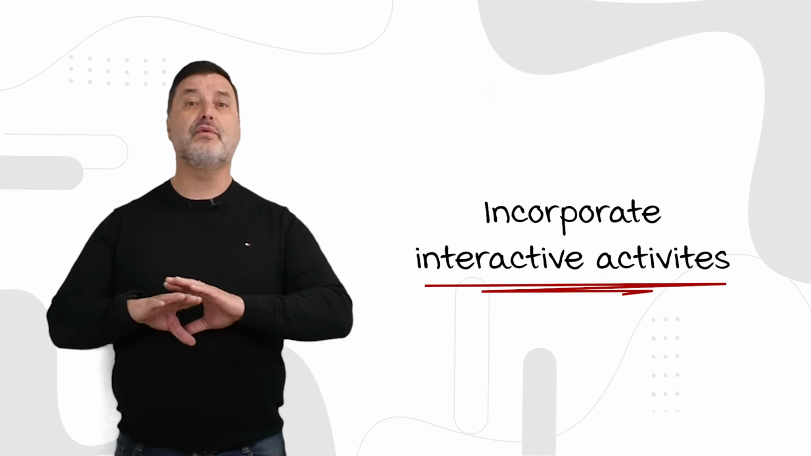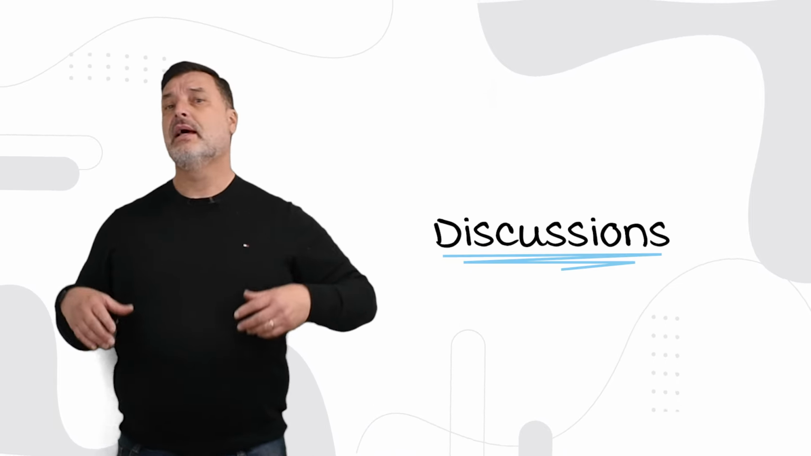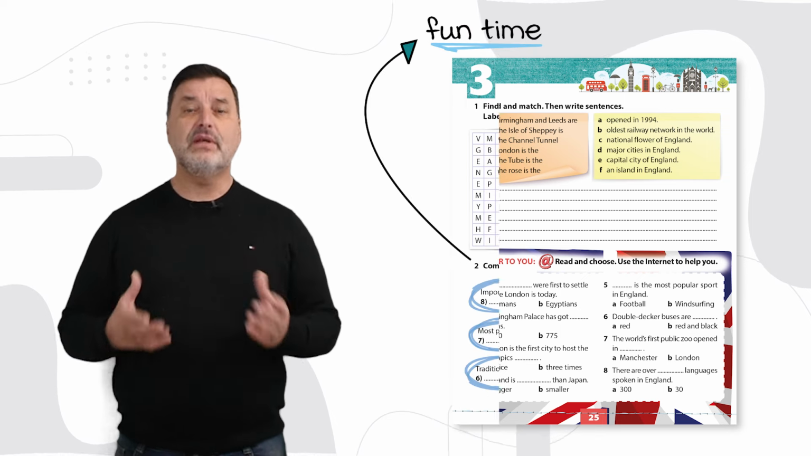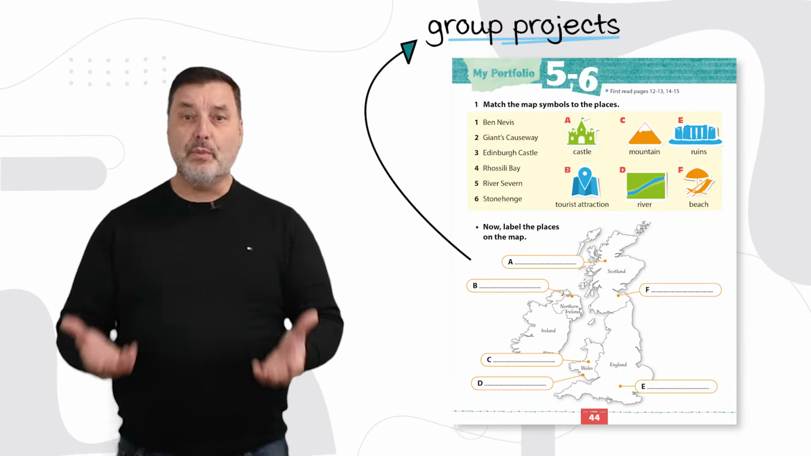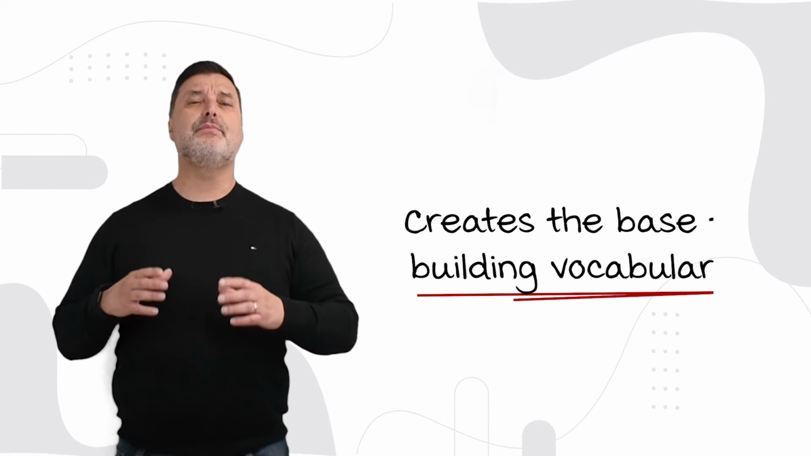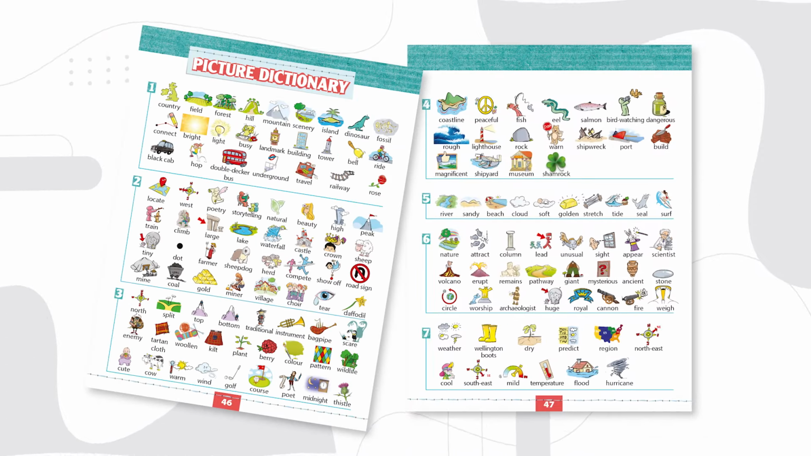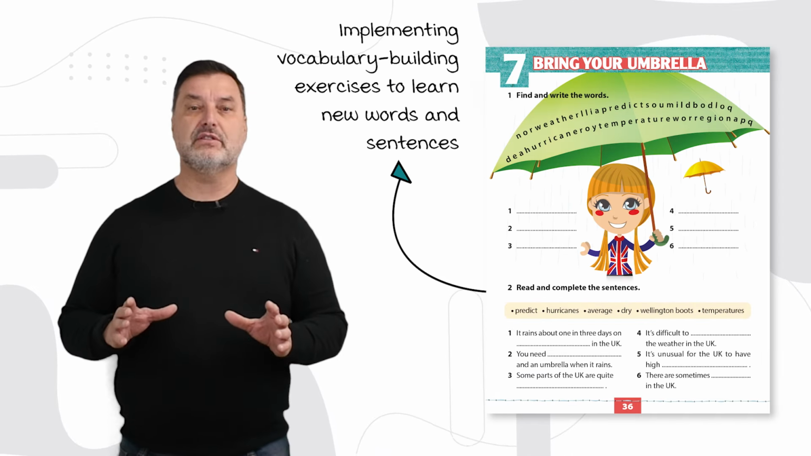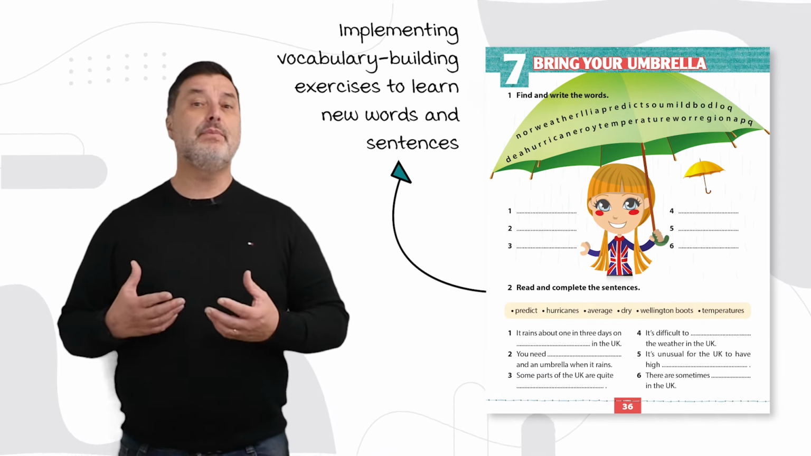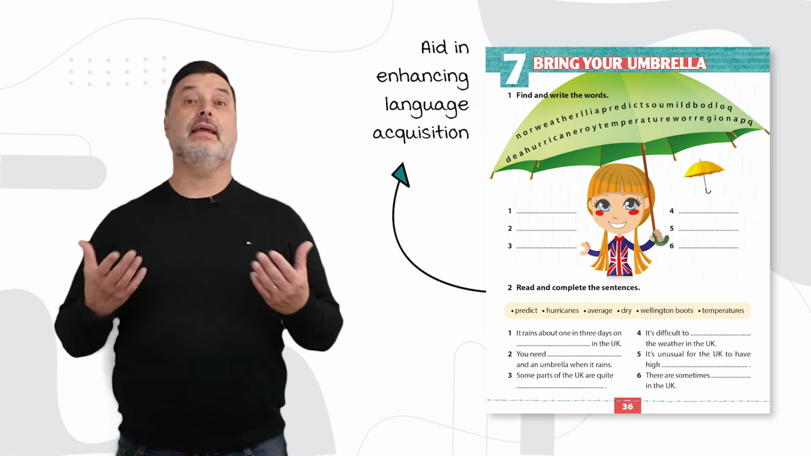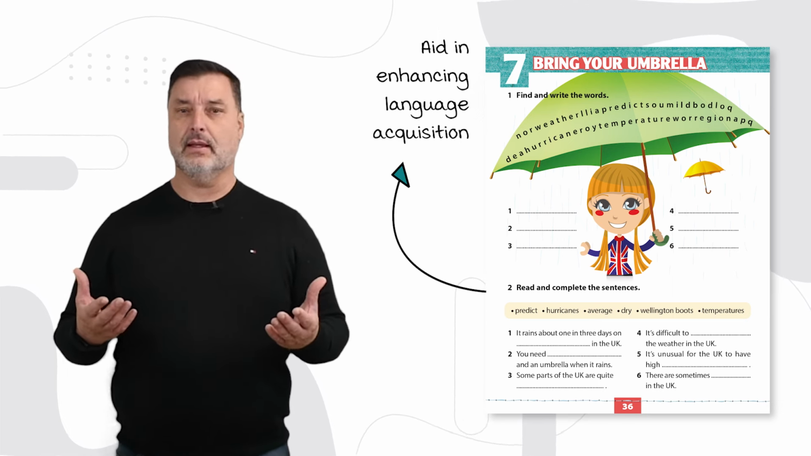This can be done through discussions, ICT activities, fun group projects, and much more. Using CLIL readers creates a base for building vocabulary, and it introduces the students to specialized words related to the subject matter, increasing their lexical range. Implementing vocabulary building exercises to learn new words and building sentences aid in enhancing language acquisition.